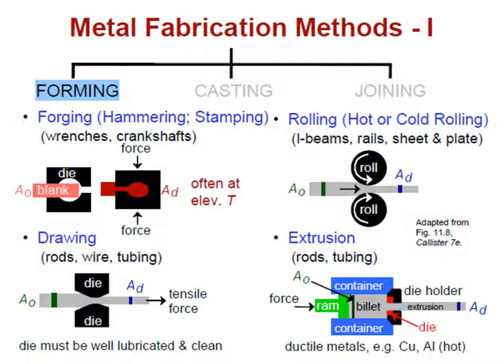Here is extrusion, for rods and tubing. The melt is sent through a die, and you can get the rod shape as it passes through. It is called extrusion. The die can have different shapes. Ductile materials such as copper and aluminum are melted and passed through different shapes.